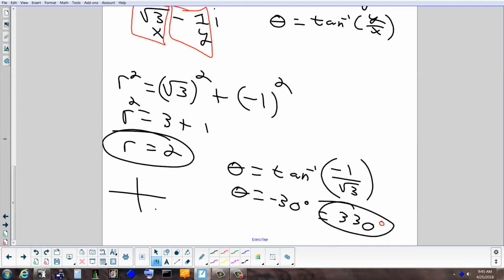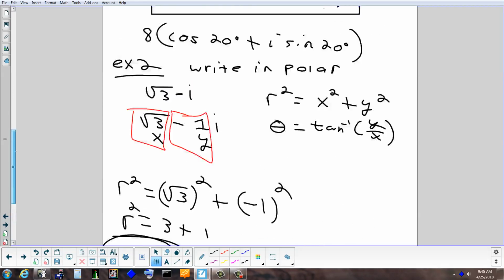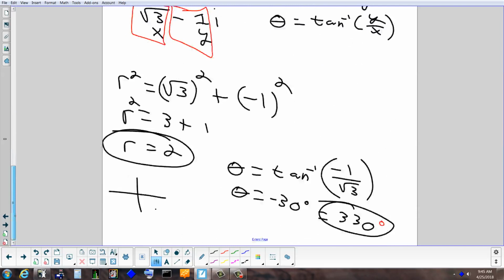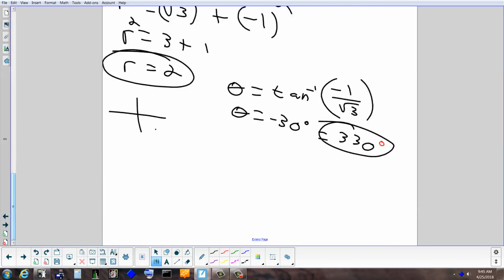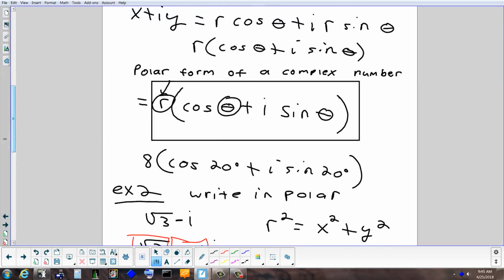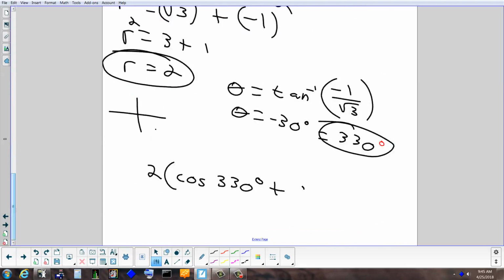So now just take the two numbers I have circled, fill them into that formula, and stop. Don't do anything else. So your final answer is R cosine theta plus i sine theta, filling in theta.